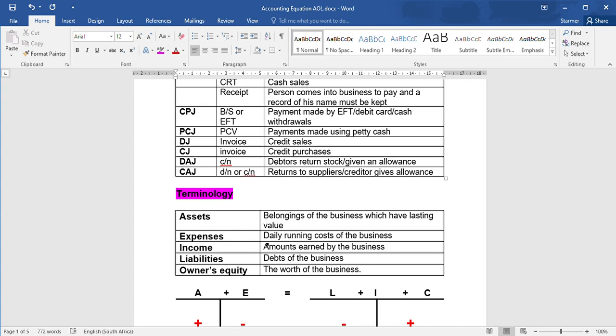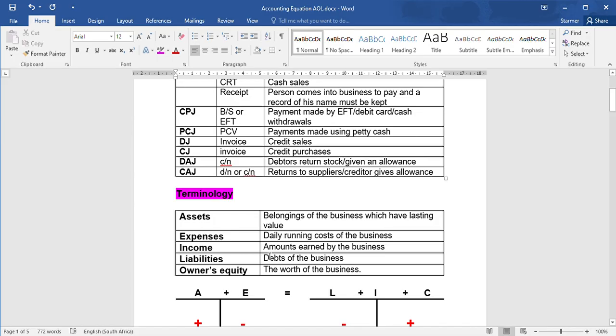But if you don't put petrol in the motor vehicle, it can't go anywhere. So just the same with the business. You can have all the assets that you like, but if you don't pay things like electricity, wages, telephone, stationery, etc., your business cannot function. So those are your expenses.